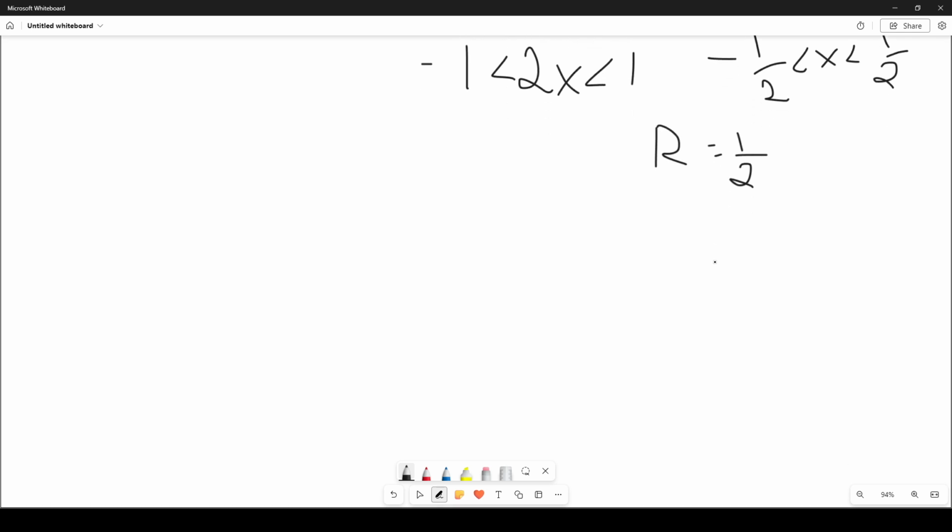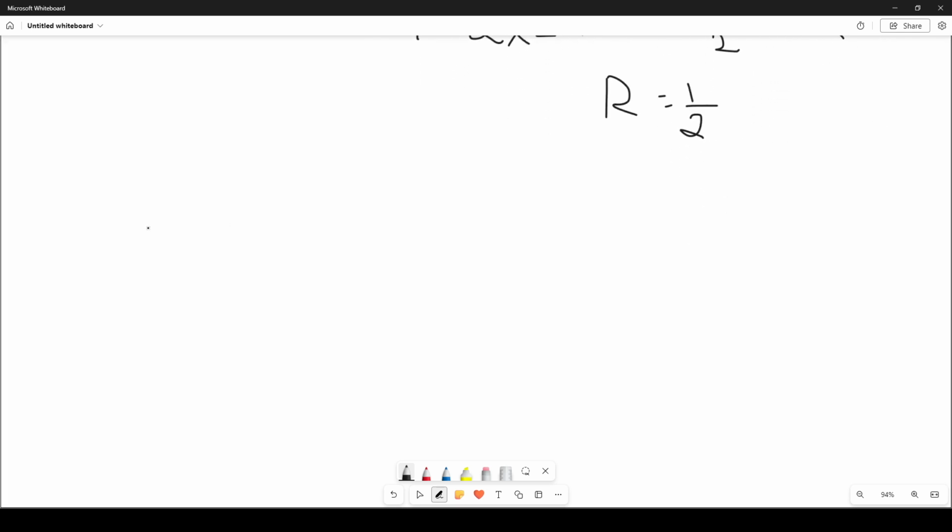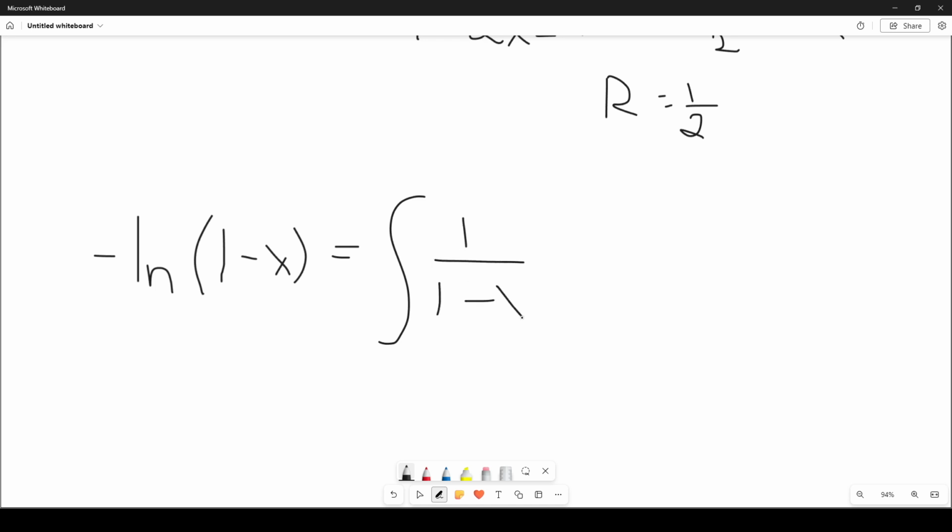So for one last example, I'm going to give another kind of non-trivial function. And feel free to pause the video if you want to work on this. I want you to find the power series for this function. So to do this, we're going to observe that this is related to this integral. In fact, it's exactly equal to this integral, right?